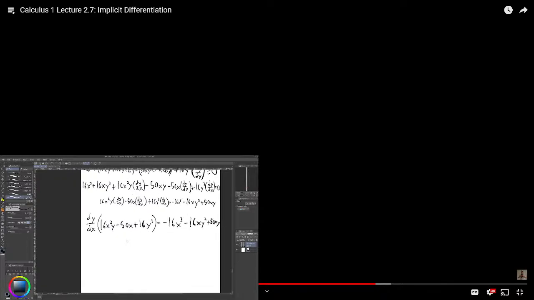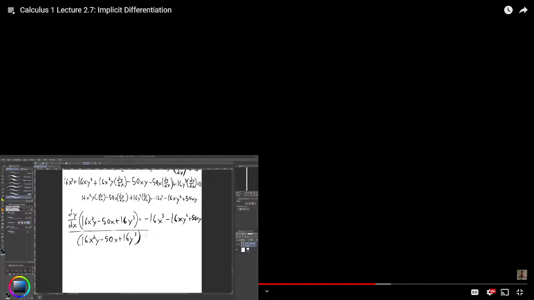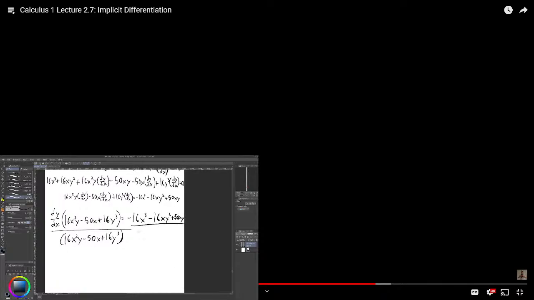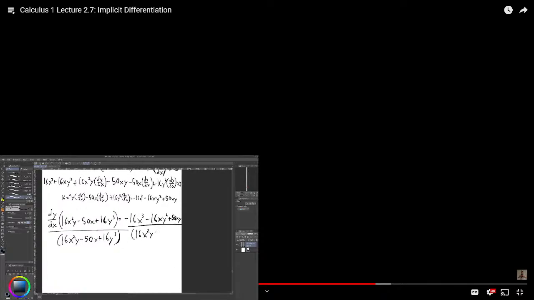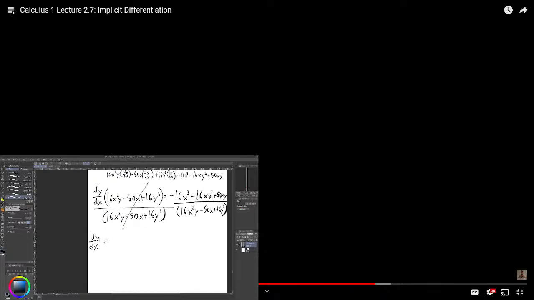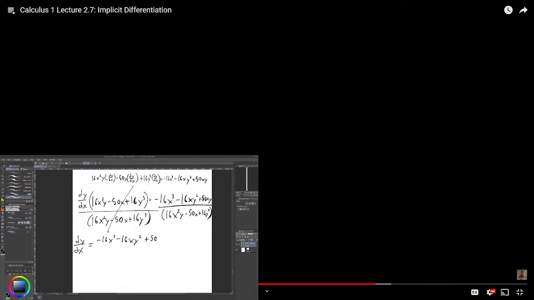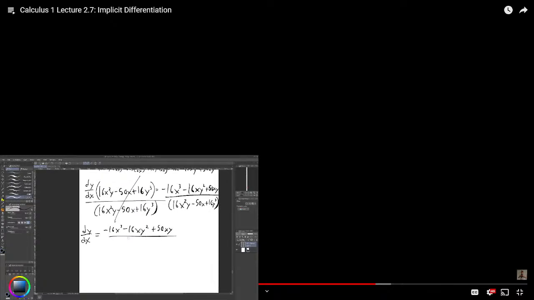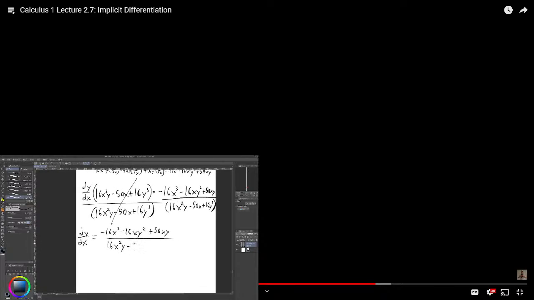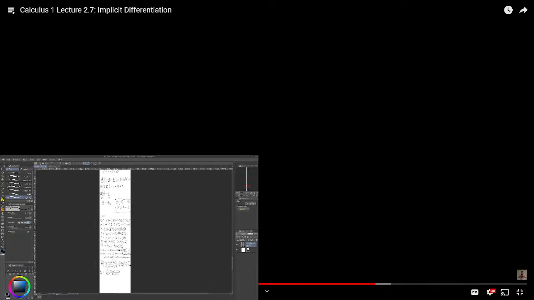Okay. Divide by this whole thing. dy/dx equals negative 16x cubed minus 16xy squared plus 50xy, all over 16x squared y minus 50x plus 16y cubed. And that's the first step. Alright.